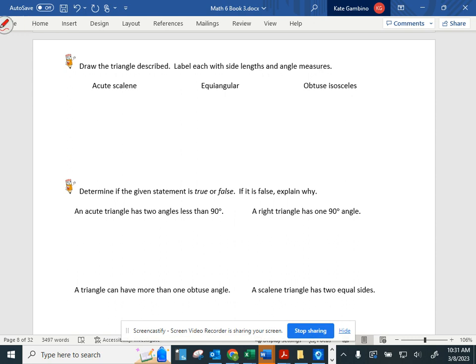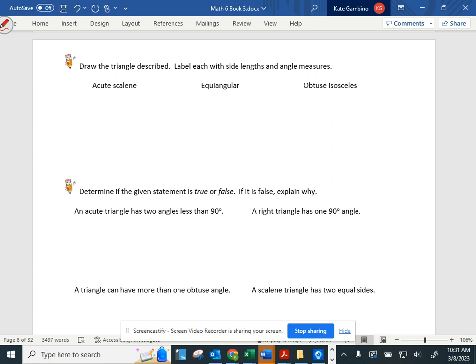What kind of angles do I need to have? One angle is below 90 degrees. One angle. Look at your paper, she said. Yeah. One angle is 90 degrees. That's not what acute says. What does an acute triangle say? 90 degrees. No.